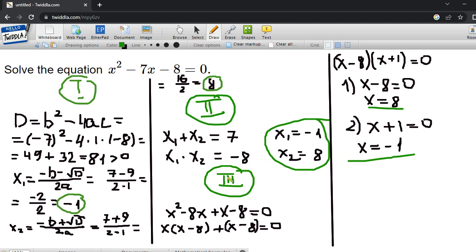The second and the third method are easy to use when the roots are integer. But the first method is universal. We still can easily get our roots using the discriminant formula, while the second and the third method might be difficult, maybe harder for this.